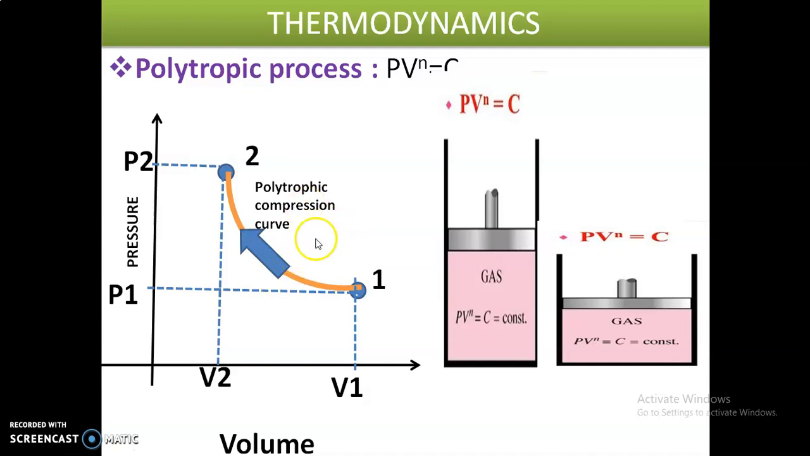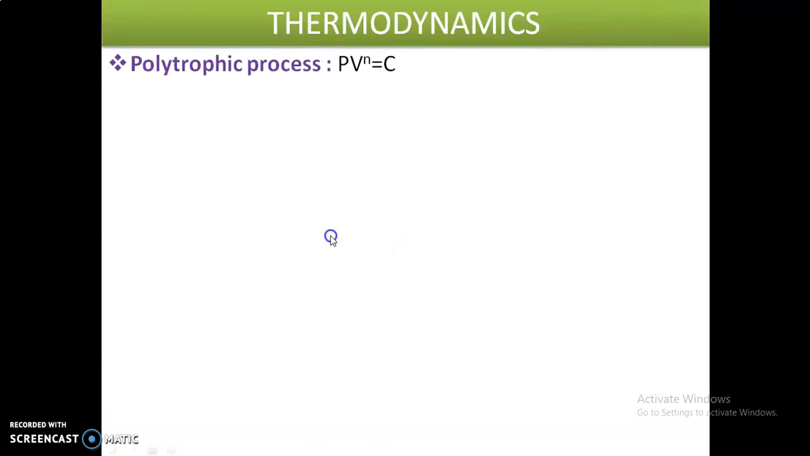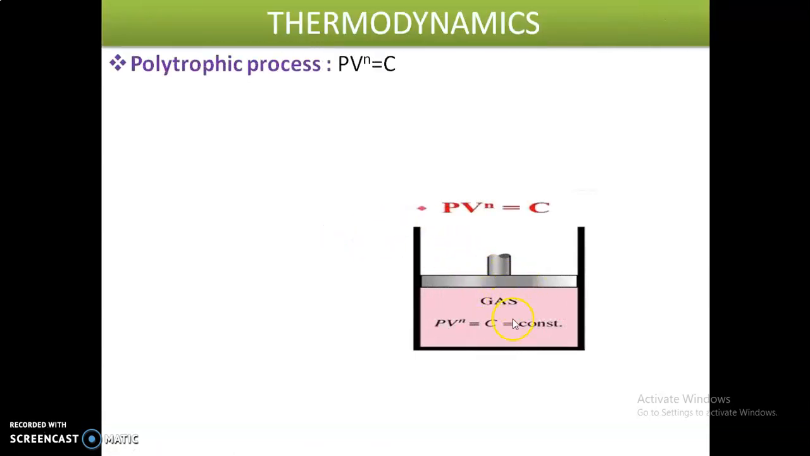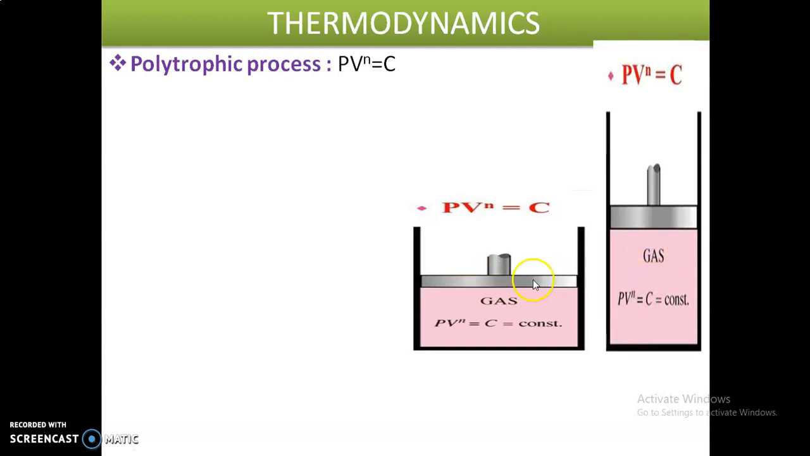We will see the polytropic expansion curve in the next slide. To understand the polytropic expansion curve, again we take a cylinder with a gas. This is stage 1. At stage 1 we have pressure P1, temperature T1 and volume V1. At stage 2 the volume is increased, and we have volume V2, temperature T2 and pressure P2.